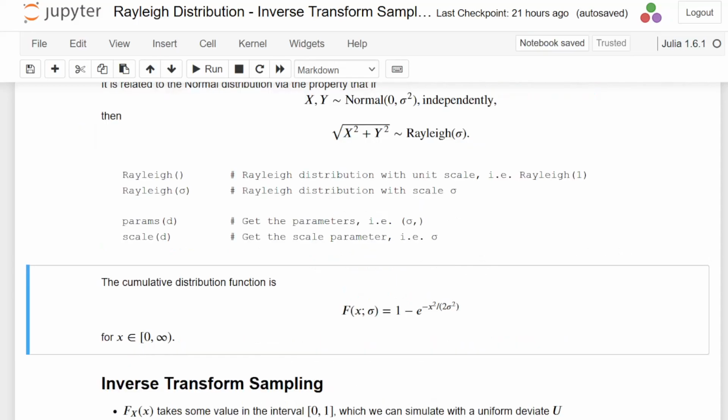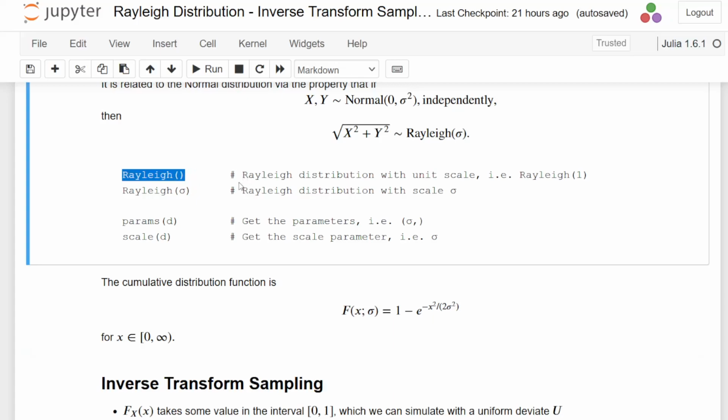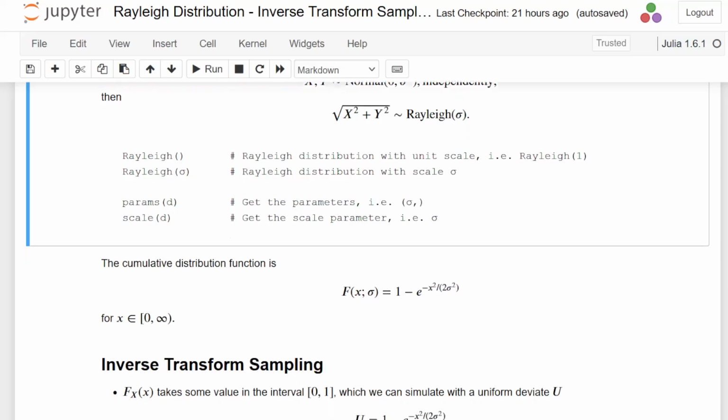Okay. To specify the distribution, we simply use Rayleigh, capital R A Y L E I G H. So that's the Rayleigh distribution with unit scale. Now, the default setting for sigma is 1, so if you leave the brackets blank, that means sigma is assumed to be 1. If you specify a value, that would allow sigma to be 4, or something like that. We'll do that later on. Now, parameter and scale, we'll leave that for another time because we don't really use it in this presentation.